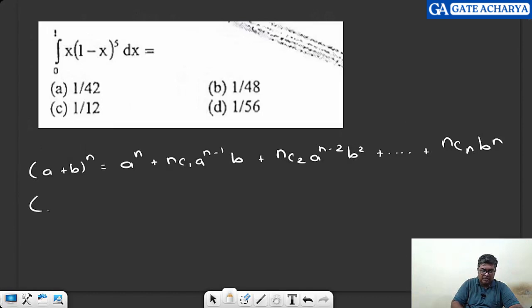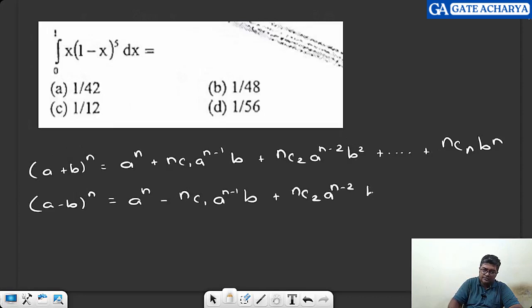If you are taking (a minus b) the whole raised to n, then the only difference is you have to introduce alternate plus minus signs. Same expansion, but alternately you introduce plus and minus signs, like that it will go up to the final term nCn b raised to n. Whether this is plus or minus depends on whether n is even or odd, but don't bother with that. That's not an important part.